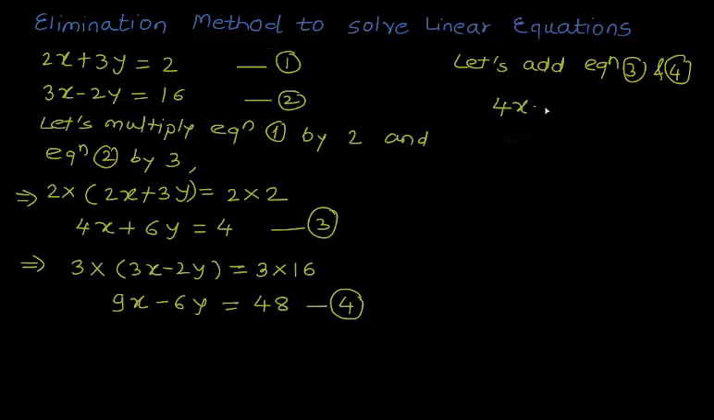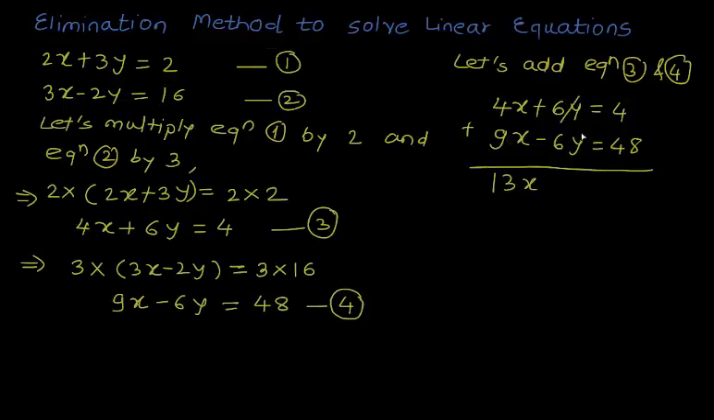So equation 3 is 4x plus 6y is equal to 4. Now let's write down equation 4 below the third equation. That means 9x minus 6y is equal to 48. Now let's add these two equations. So 4x plus 9x is 13x. 6y and minus 6y will cancel each other, equal to 4 plus 48 is 52. Now if we divide both sides by 13, we'll get 4. 13 fours are 52. So x has value 4.